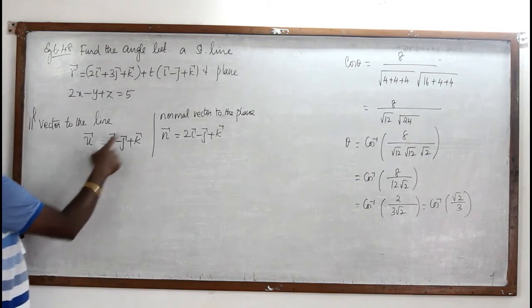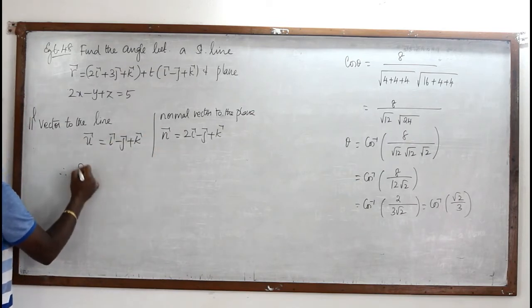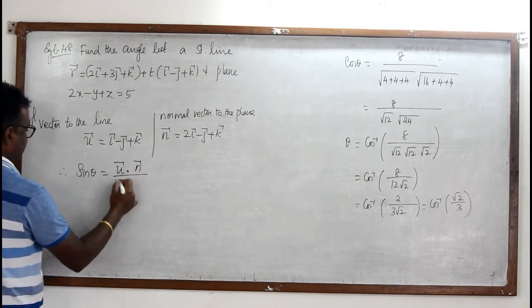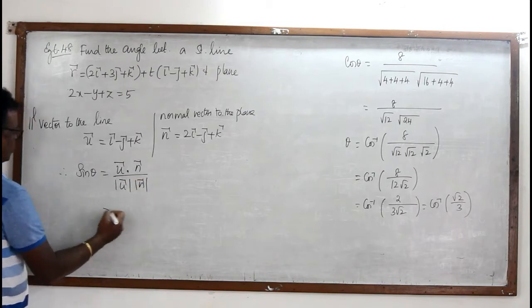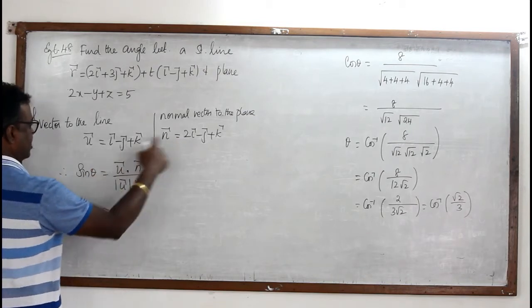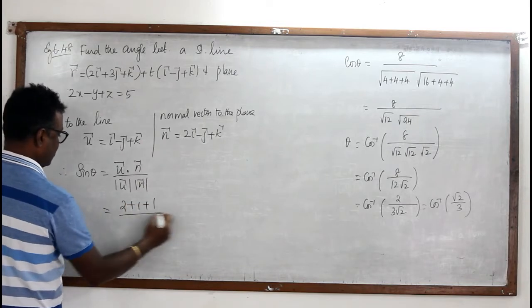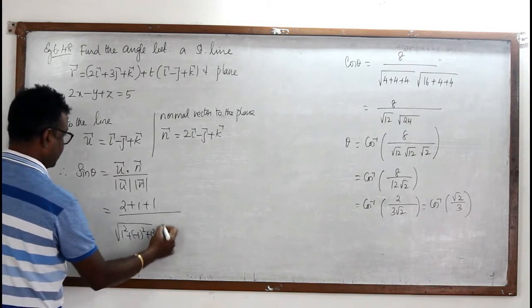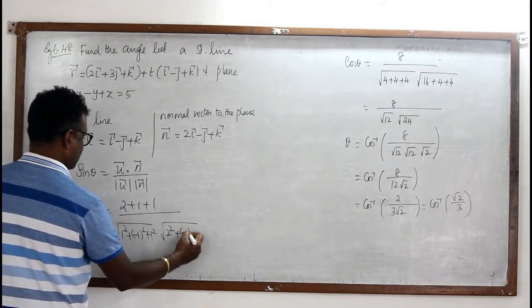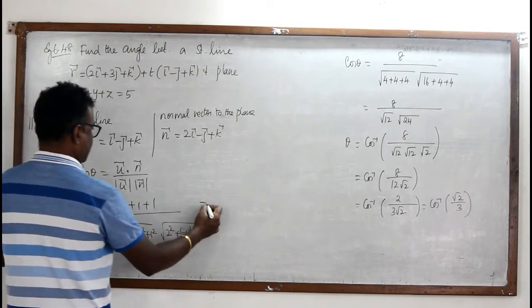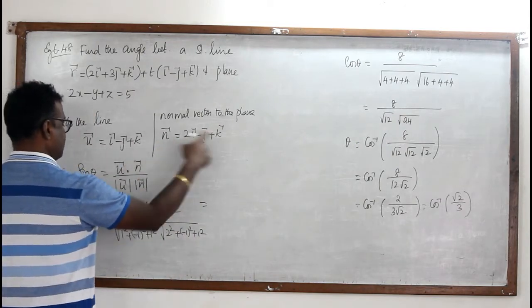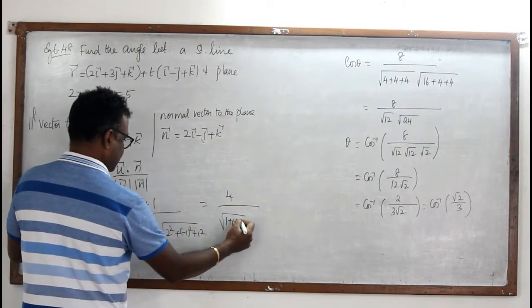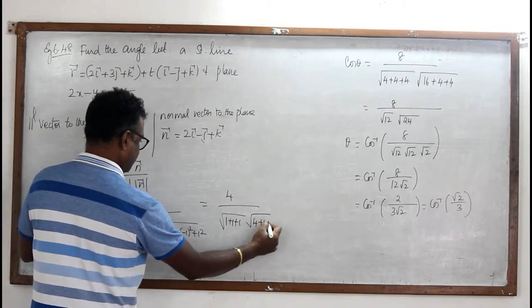Therefore, the vector of the line is there, and the vector of the plane is there. So the formula is sin theta equal to u dot n by modulus of u into modulus of n. So u dot n is 1 into 2, minus 1 into minus 1, plus 1 into 1, divided by root of 1 square plus minus 1 the whole square plus 1 square, into root of 2 square plus minus 1 the whole square plus 1 square. That is 2 plus 1 plus 1, so it is 4 by root of 1 plus 1 plus 1, root of 4 plus 1 plus 1.